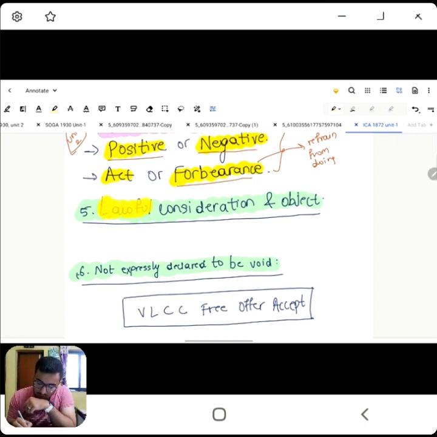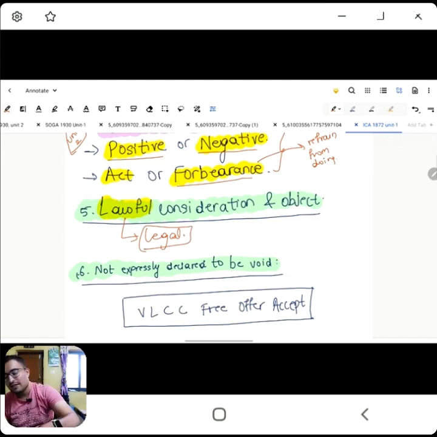What is the meaning of the word lawful? Yes, many of you must be saying it has to be legal, right? So anything illegal you cannot do. You cannot have a contract wherein I pay you money and you sell drugs to me. The consideration that I'm getting from you is illegal, right? So illegal things will not be permissible. But this again we will be discussing in detail.